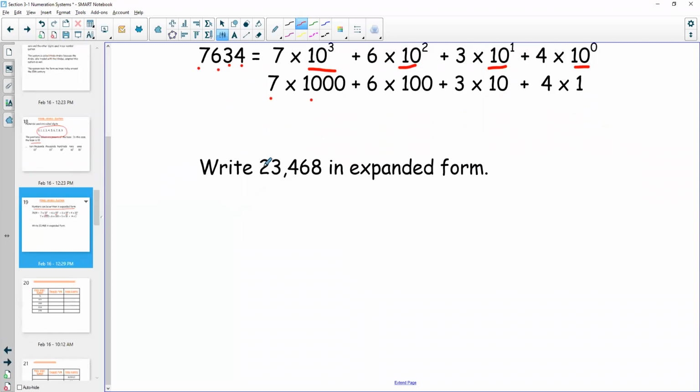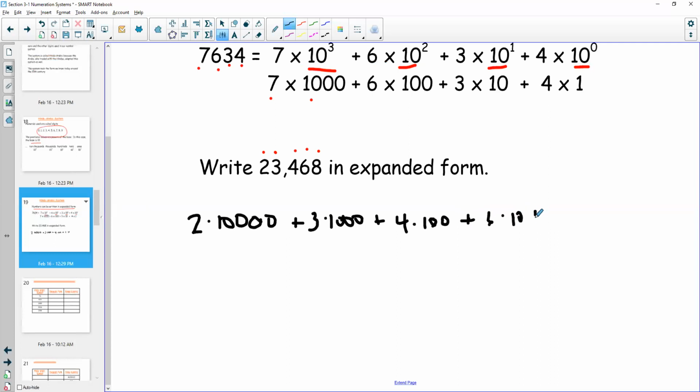Okay. So think about how you say this number, 23,468. So I know it's going to be 2 times 10,000. And I tend to write my numbers like this first, plus 3 times 1,000, plus 4 times 100. And notice each digit has its own place here, right? Plus 6 times 10, plus 8 times 1.